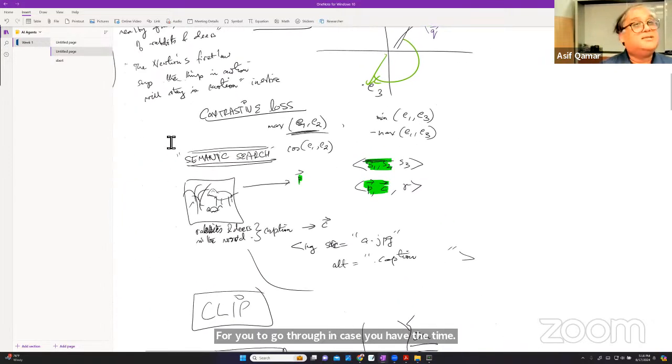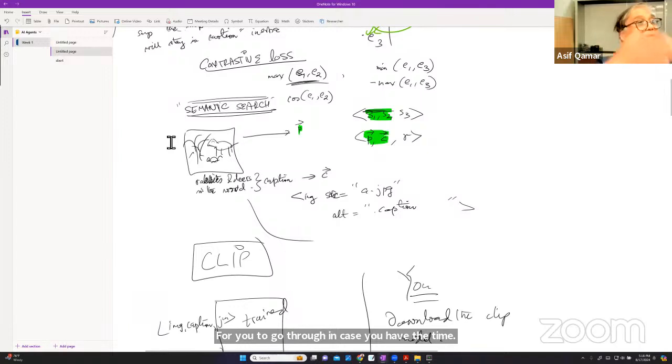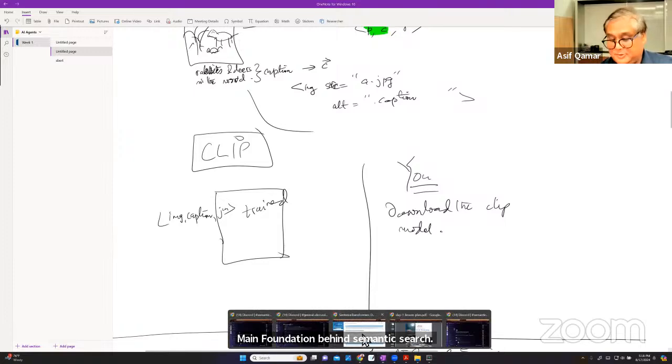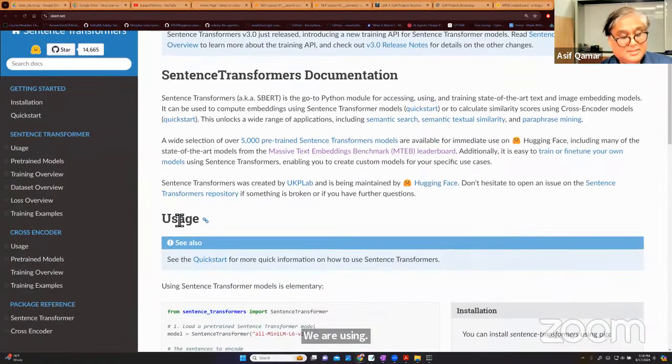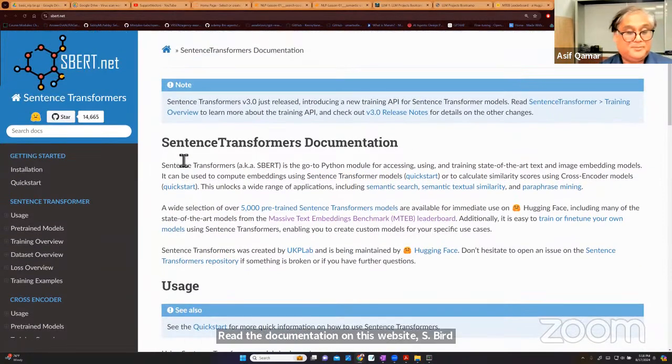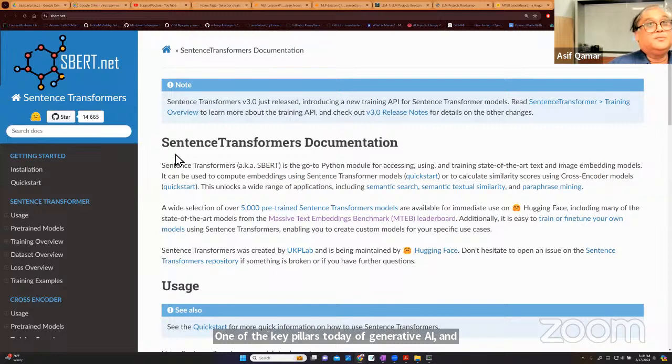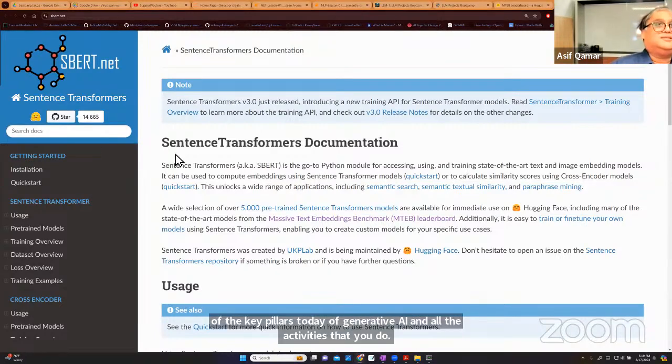Right. So that ends our paper reading. I hope now you get the main foundation behind semantic search that we are using. I invite you very seriously to please go and read the documentation on this website, SBERT, which is Sentence Transformers. One of the key pillars today of generative AI and all the activities that we do. Become very familiar with it. The more you know these things, the better.